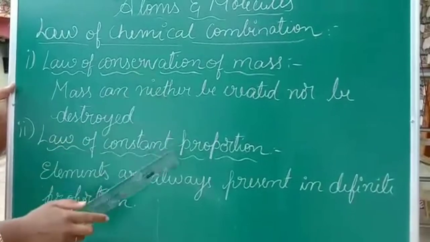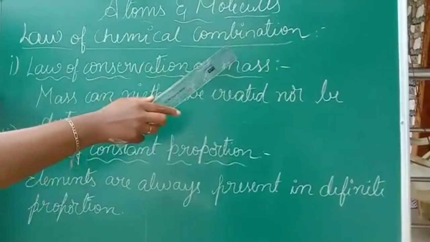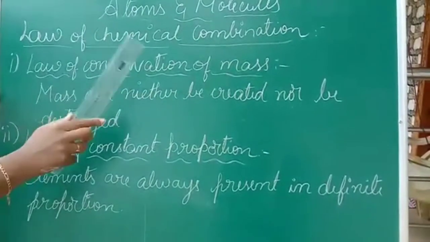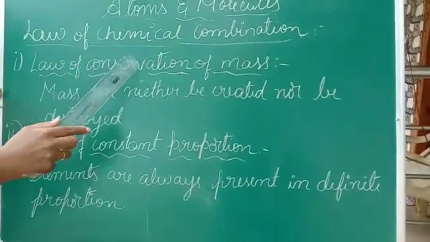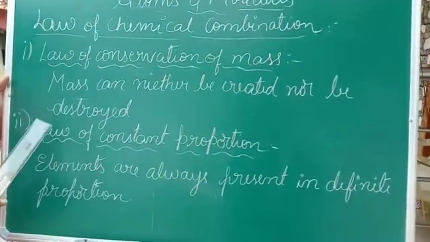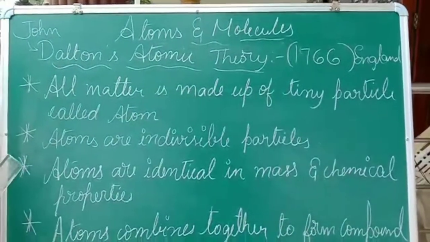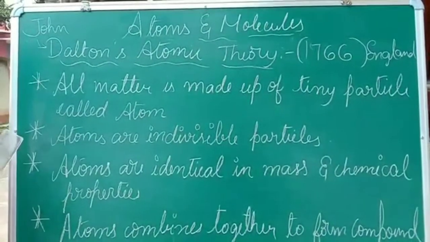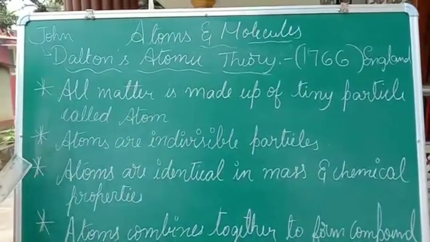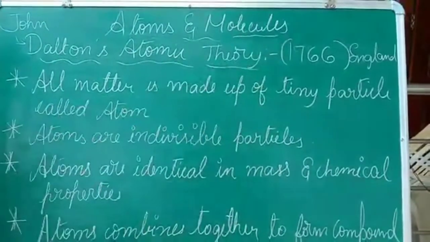Basically, these two laws evolved from the law of chemical combination. I repeat, the law of chemical combination includes two different laws: the law of conservation of mass as well as the law of constant proportion. Next we move on to atomic theory, which was given by John Dalton. John Dalton was a chemist who was born in the year 1766 in England.